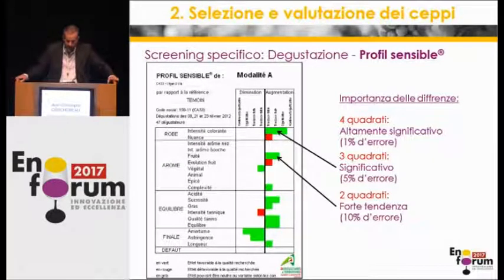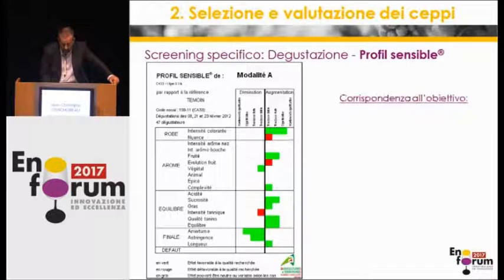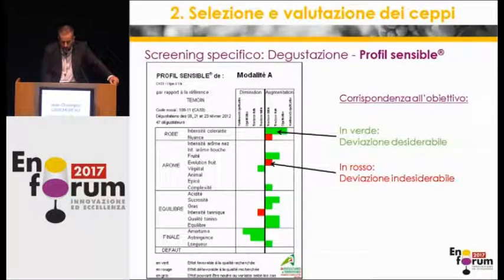3 is significant, 5% error. 2 full boxes, they designate a strong trend, 10% error in statistical terms. And 1 single box is a weak trend with 30% error. And that is to indicate a slight tendency that might emerge, but that should be interpreted with some caution.